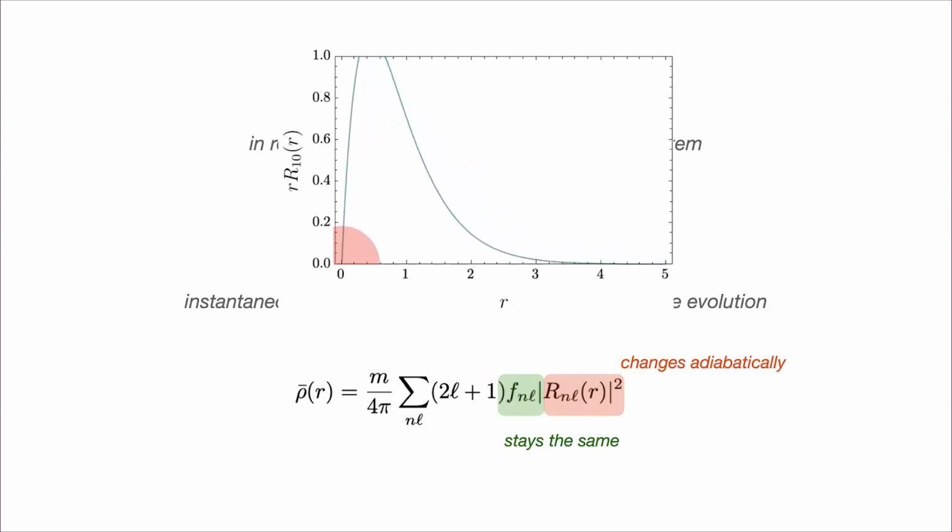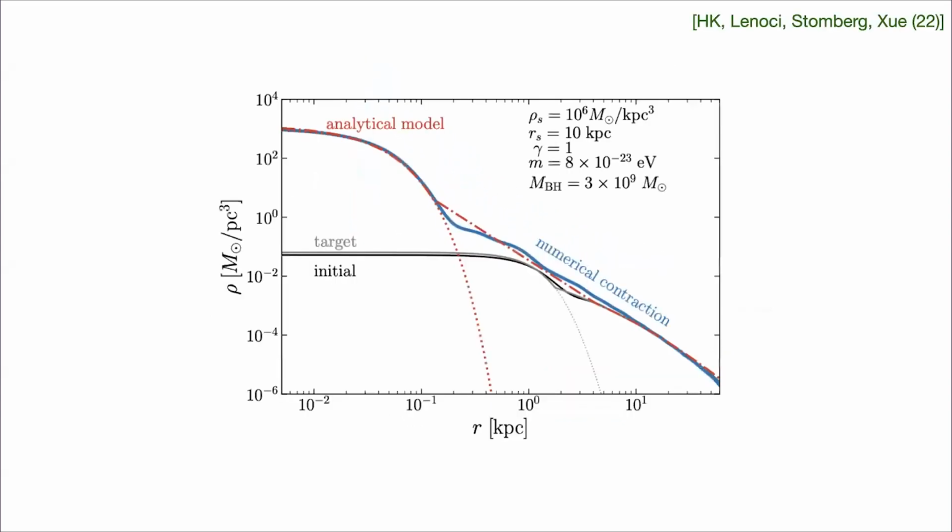This is a ground state solution. And as I'm increasing the proton charge adiabatically, so this is a hypothetical situation, of course, the wave function shrinks towards the center and the density will increase. So this is what's going to happen also in the dark matter case.